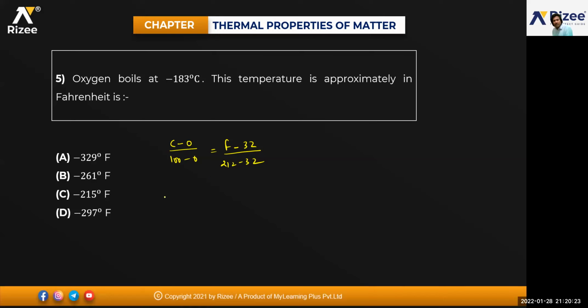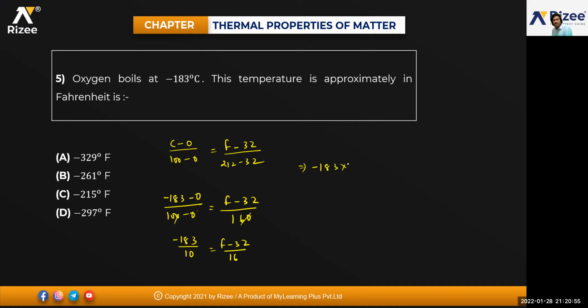What is the temperature in Celsius? Minus 183 minus 0 divided by 100 minus 0 is equal to F minus 32 divided by 160. Tell me quickly, how much is it coming? Minus 183 divided by 10 is equal to F minus 32 divided by 16. I cancelled this 0 and this 0 here. So see how much I'm getting?